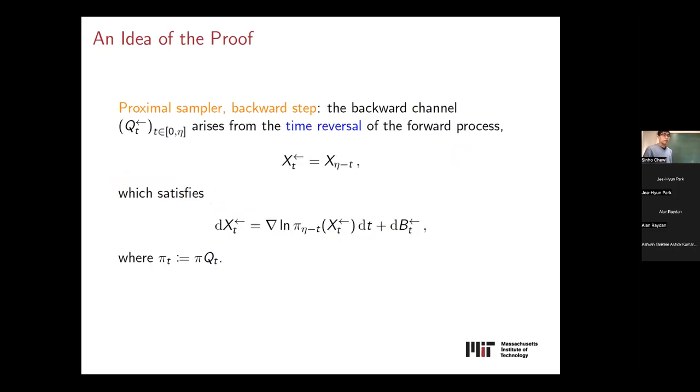So just a few words about the backward step. What is this QT backwards? Well, remember in the backward step, we want to look at the law of x0 given x eta, which is backwards in time. It's a little bit more natural to think about reversing the SDE. So we can now think forwards in time for the reverse process. We reverse the process, and now because of what I told you on the first slide, this reverse process is completely explicit. And this is what allows us to do the calculation for the backward step as well.